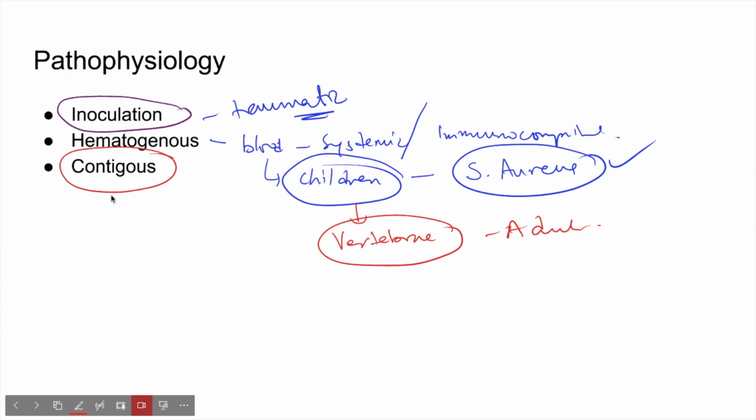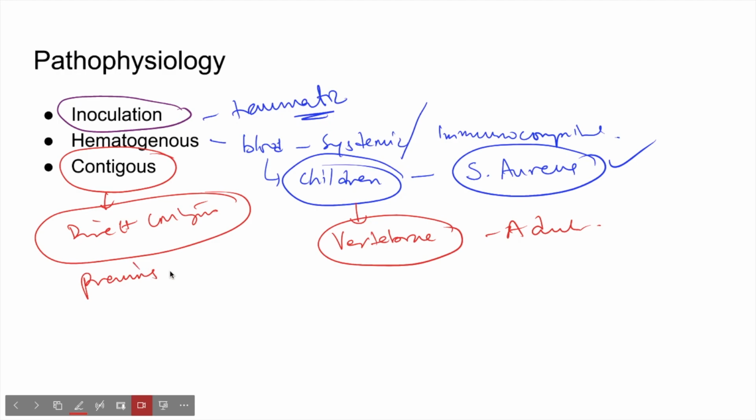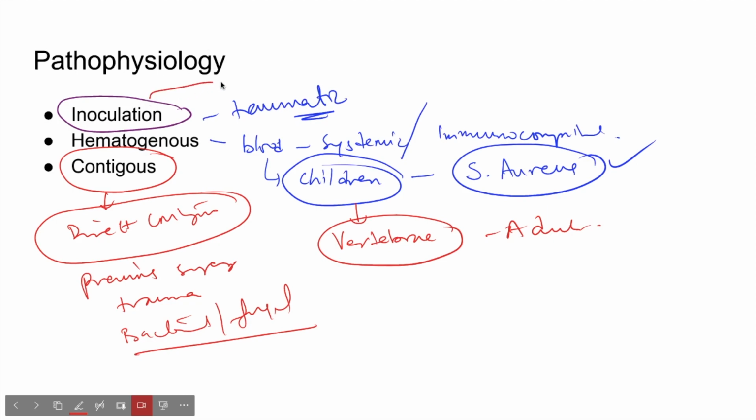So the third pathophysiologic mechanism is direct, contiguous spread of the infection. This can happen because of previous surgery, sometimes adjacent trauma, and this is usually bacterial or fungal in nature. So the three forms of spread of osteomyelitis are inoculation, very commonly in traumatic patients; hematogenous, via the blood, very common in children, where it is Staph aureus, and the vertebra is involved in adults; and contiguous, because of previous surgery, trauma, or fungal infection.